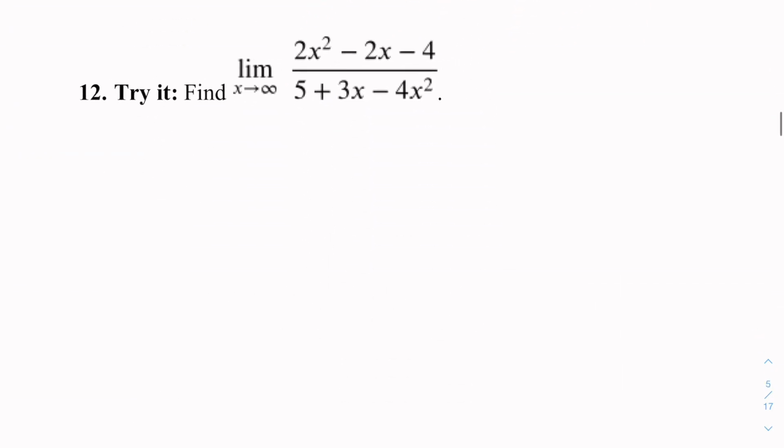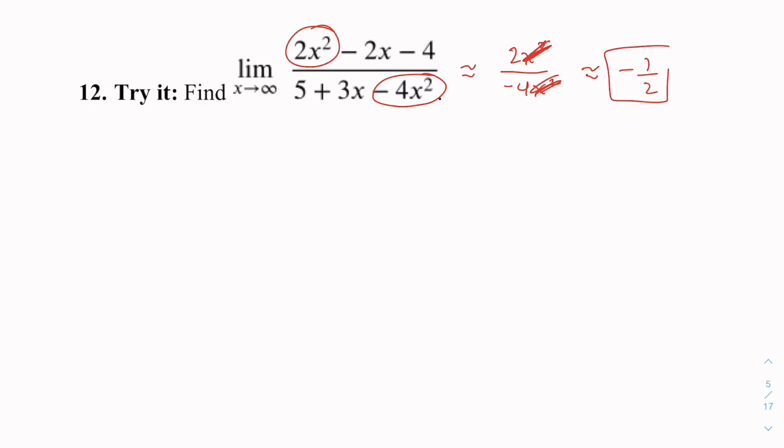Okay, try this problem yourself. Pause the video and give it a shot. So on top, my leading term is 2x squared. On the bottom, my leading term is negative 4x squared. Since these are identical, they both cancel, leaving me with an answer of negative 1/2.